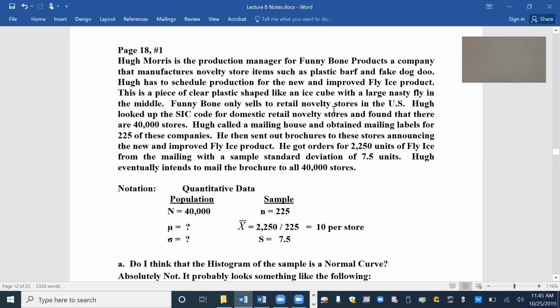All right, so Funny Bone only sells to retail novelty stores in the U.S. He looked up the SIC code, Standard Industrial Classification code, required on all corporate and business tax returns, and found that there are 40,000 stores with a SIC code for retail novelty stores. Hugh called a mailing house and obtained mailing labels for 225 of these stores. You can also get email addresses for the stores from some of these clearinghouses. He then sent out brochures to the stores announcing the new improved fly ice and got back orders for 2,250 units of fly ice and a sample standard deviation of 7.5. Hugh eventually intends to mail to all 40,000 customers.